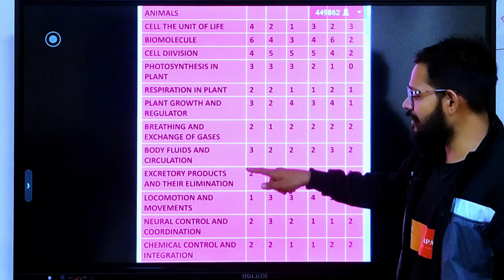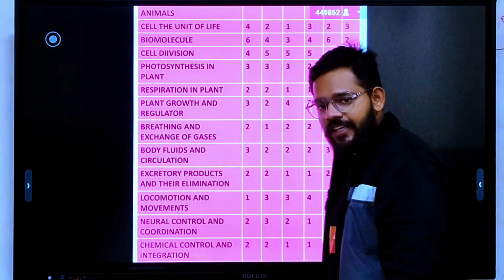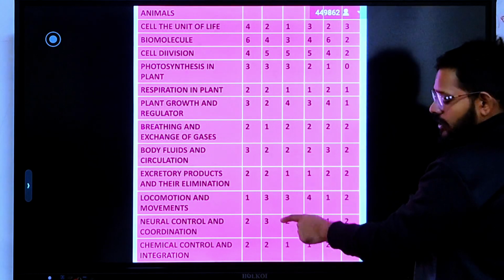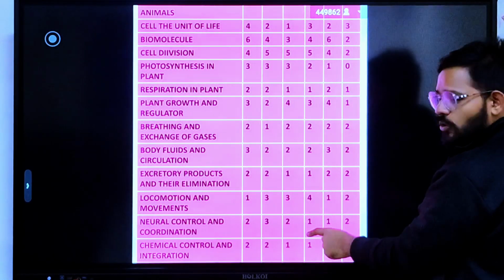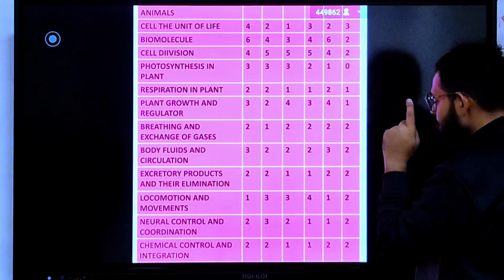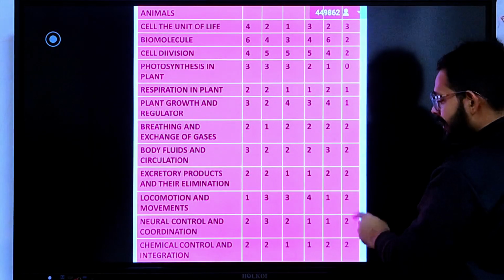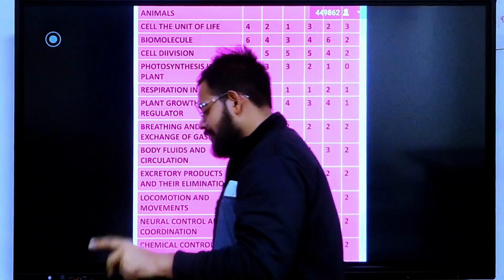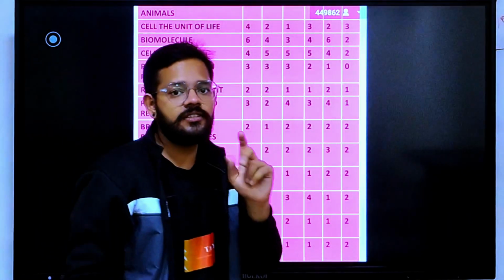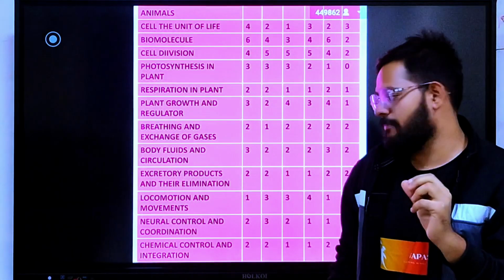Okay, then we have nervous system, neural control and coordination. Last year 2 questions, in 2023 3 questions, in 2022 2 questions, in 2021 1 question, in 2020 1 question, and in 2019 2 questions. So this year this chapter can give you 1 or 2 questions in the NEET 2025 paper.